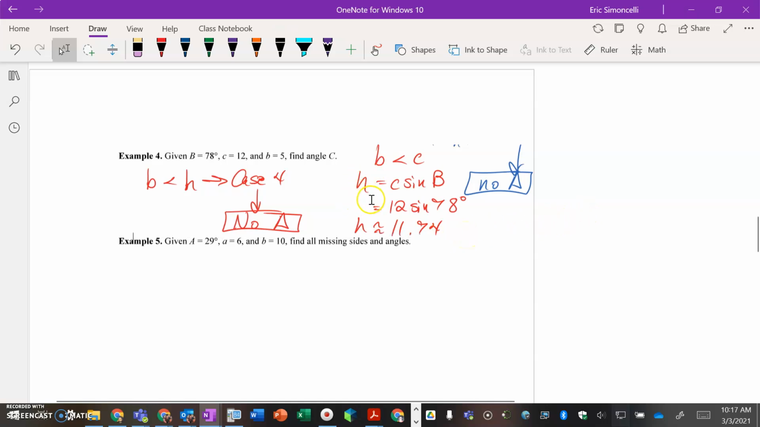Well, the height of the triangle can be deciphered by using C times sine of B. That's just the generic setup for any time you're asked to find the height of a triangle, knowing a side and an angle, of which is not the opposite side of the given angle. B is obviously opposite angle B, but you're not going to use that in the equation. You're only going to use C and then angle B. So C sine B. If you do 12 sine 78, you do end up with 11.74. Now there isn't a triangle that can be drawn with this.